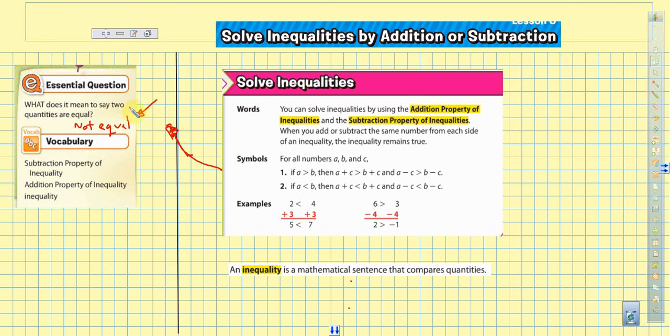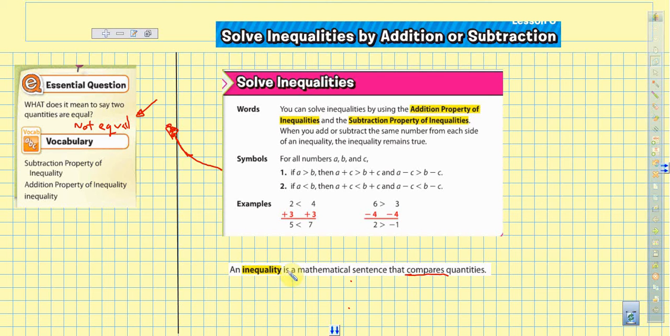An inequality is stating that two items are not equal. Either one's larger than the other, that sort of thing. Sometimes they could be equal, but most of the time it's equal and larger, or equal and less than. Okay, so we're going to go through some ideas on how to solve inequalities. Another way to talk about inequalities is that an inequality is a mathematical sentence that compares quantities, but they're not equal. One's larger than the other, or vice versa.